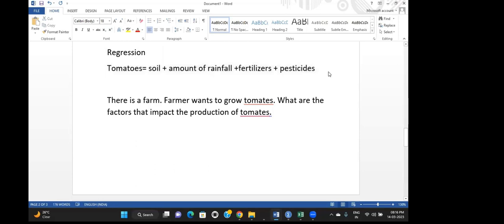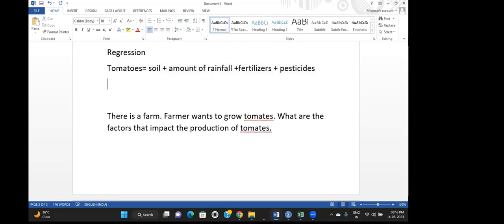So what are we trying to see? We are trying to see the impact of these variables on the production of tomatoes. So can we say that production of tomatoes depends upon these, so this becomes the dependent variable, and all these variables here, if I color them red, become the independent variables, right?